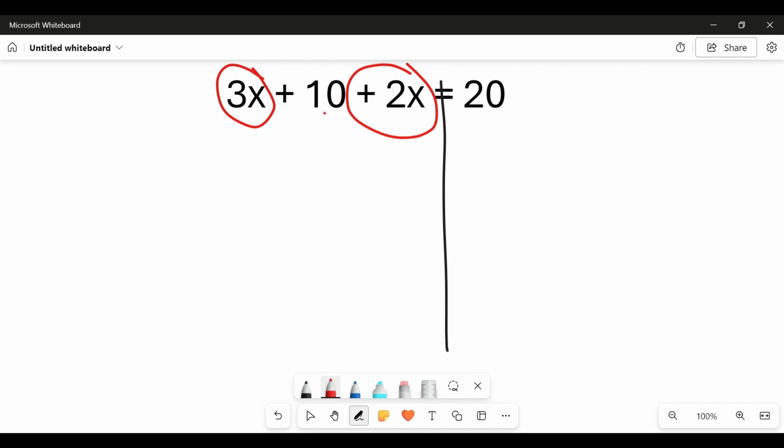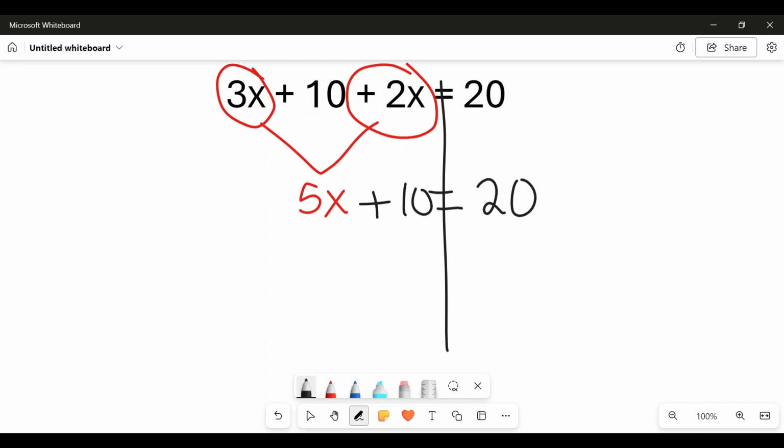All right, 10 is not a like term because it does not have a letter next to it, and it needs to have an x next to it in order to be like terms with the other ones. So just like the last problem, 3x plus 2x is 5x. Going to bring down the plus 10. And then subtract 10 from both sides, right? Two-step equation here. So I'm going to subtract 10 from both sides.